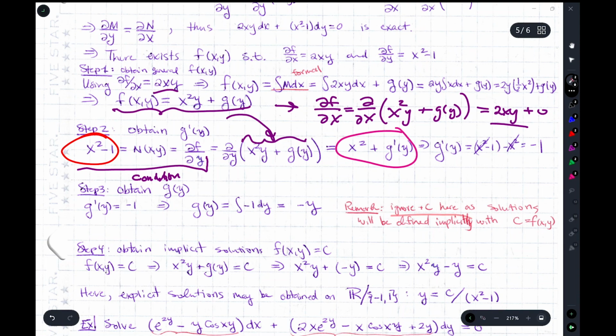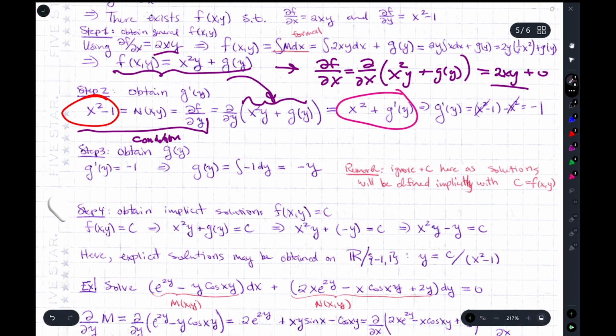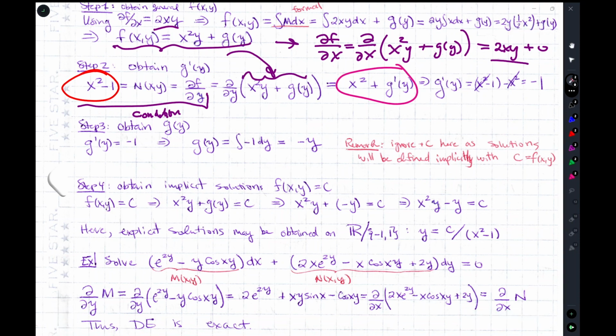But we don't, because at the end we're going to set the level curves to some constant c, so we could ignore it. I'm just saying that there. So no need to have a c1 minus c2. I mean, that's just still c, right? Still some constant. So step 4, obtain implicit solutions.